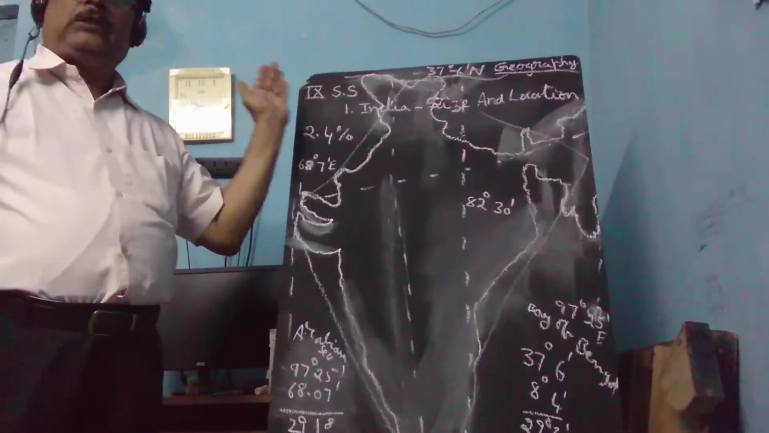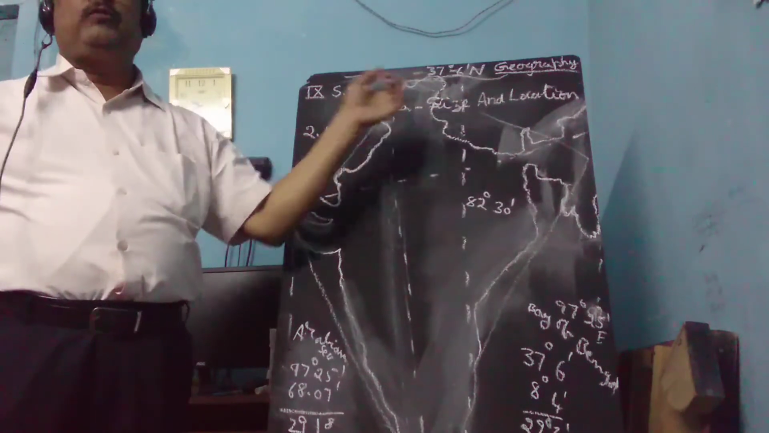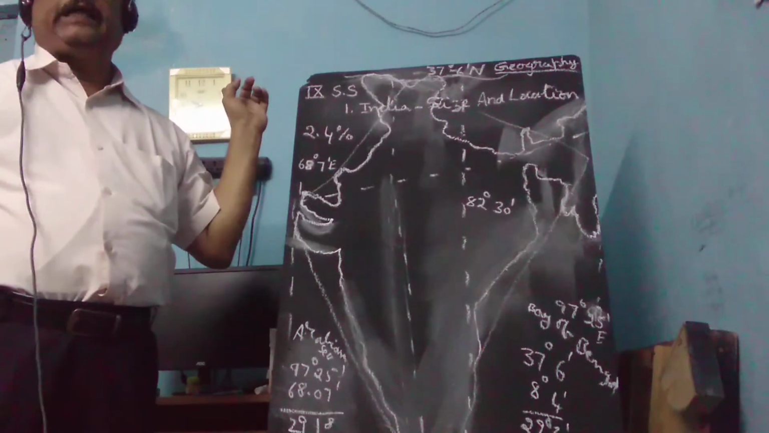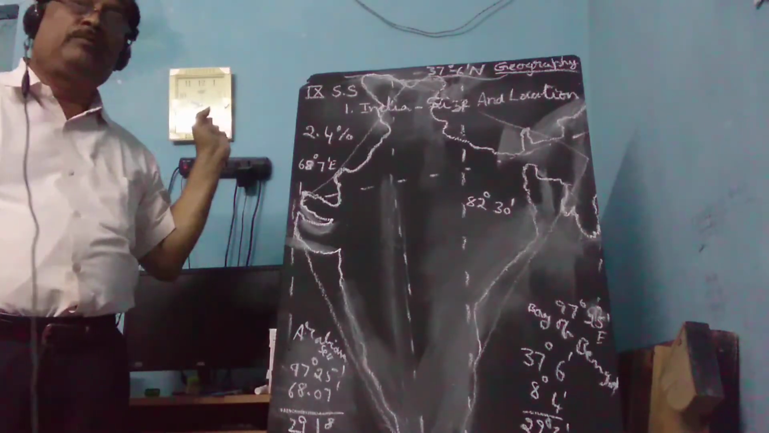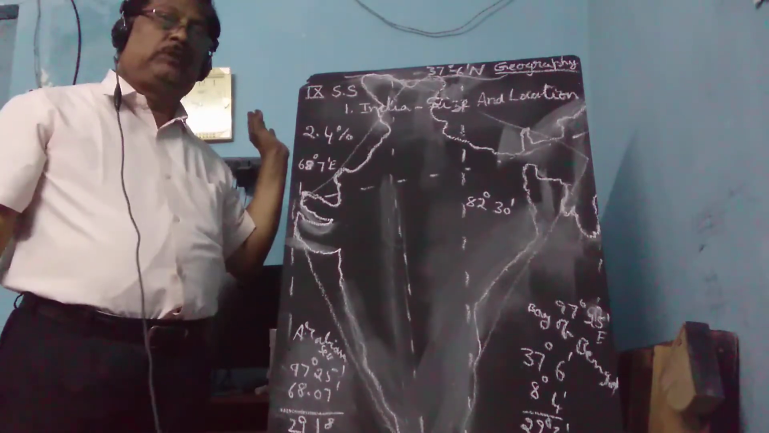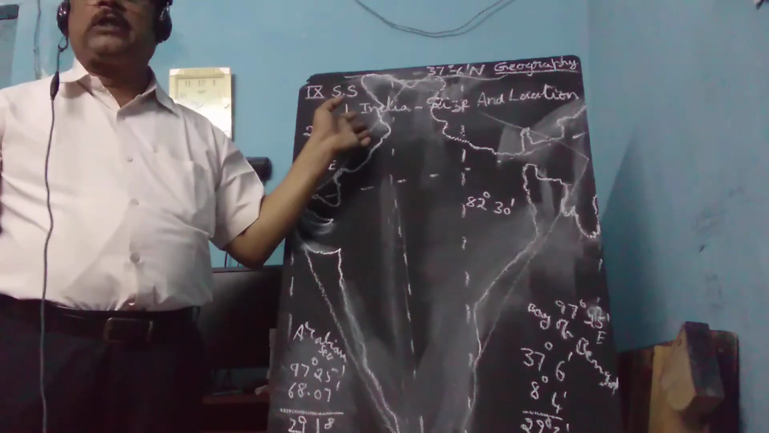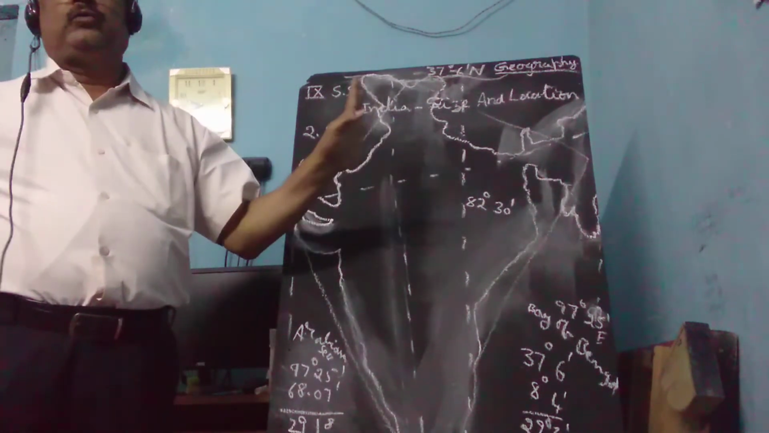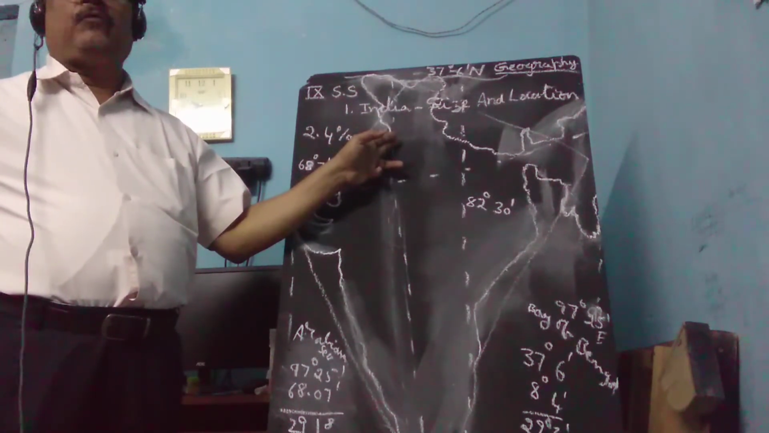That's why when the people of eastern countries want to move to west, they have to move through India only. And also the merchants who want to go from west to east, they have to touch India and go. That is the strategic importance of the land route of India.